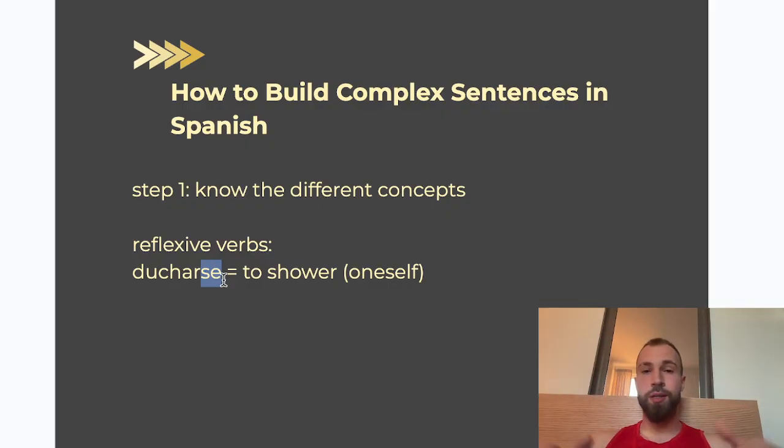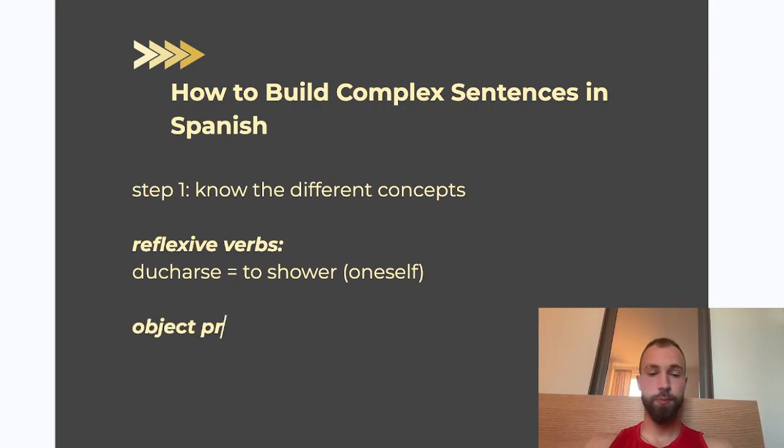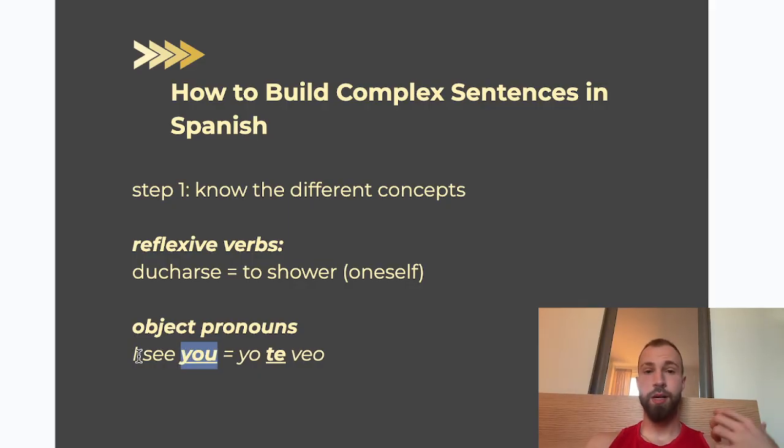Again, we're not going to go into the details. If this is all new to you, you can watch a video that explains reflexive verbs from scratch, but this is an example of a concept. Another example would be object pronouns. So these would be things like I see you, yo te veo. Te here is the object pronoun. So in this case, the subject is I, the verb is see, and the object is you. Yo te veo. You can see in English it goes after the verb, in Spanish before.